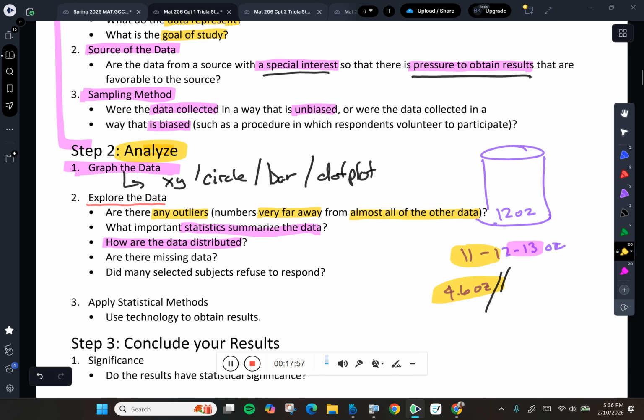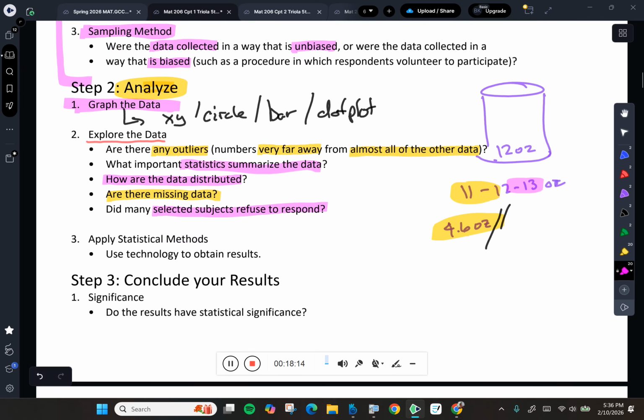Right? Is there missing data? Are there gaps in the data? And does that matter? Right? If you're doing a survey, did you have people that refuse to respond to you? Because that can be a thing too. If people just say, hey, I'm not talking to you, does that matter?